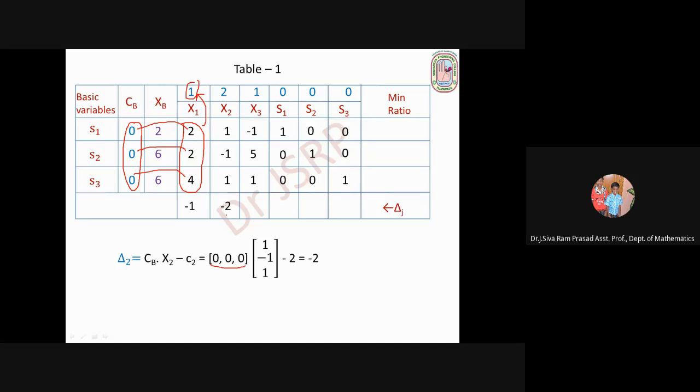Similarly, you can write delta 3. So delta 3 equals CB, this column, into capital X3, this column, minus this value. Since this is 0 vector, this becomes 0 minus 1. So minus 1.